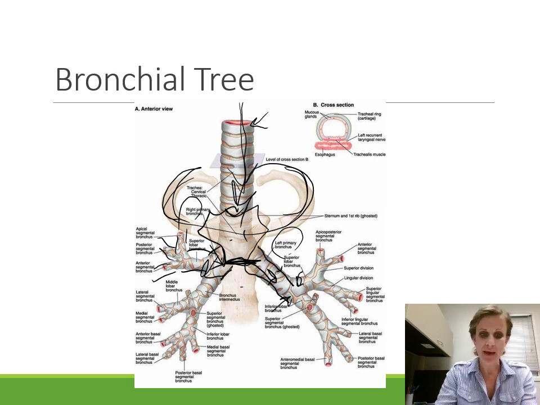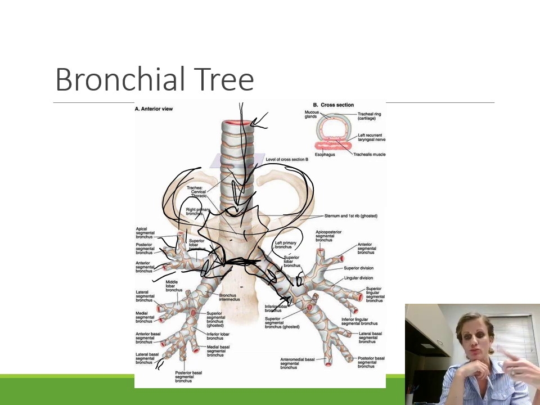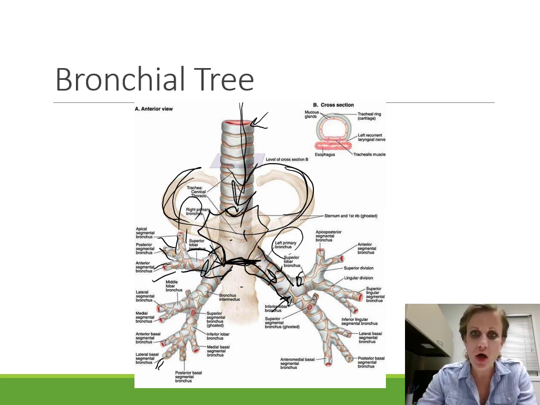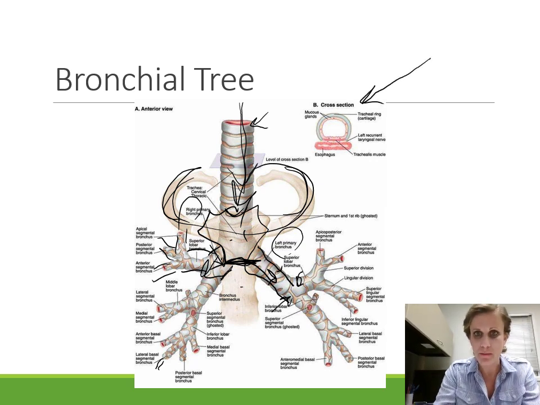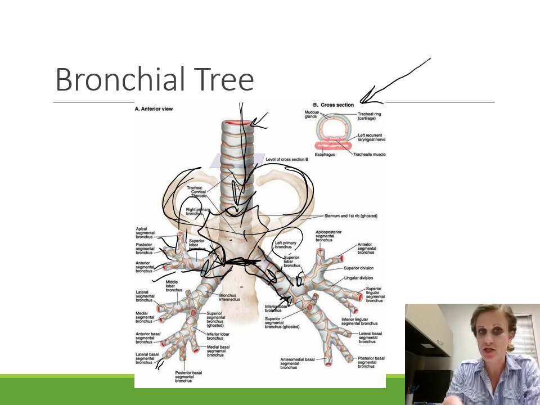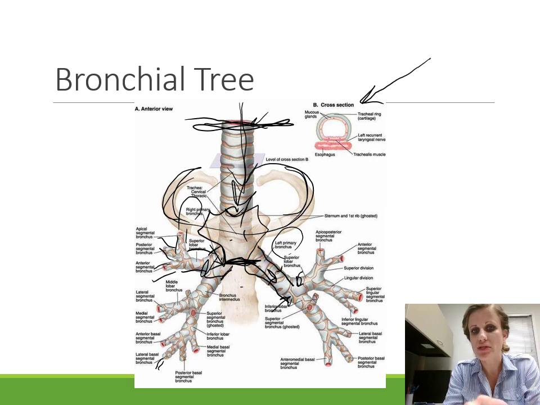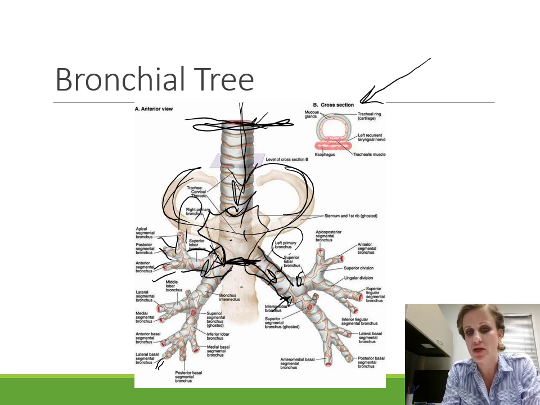Once we get down past the bronchi into the bronchioles, remember that the bronchioles have smooth muscle, and that smooth muscle constricts and dilates to change the size of the bronchioles. Okay, but we see cartilage here. Also, if you look right here, this is important. This is showing you a cross section taken right here. If you take a cross section of the trachea, you'll notice that directly posterior to the trachea is the esophagus.